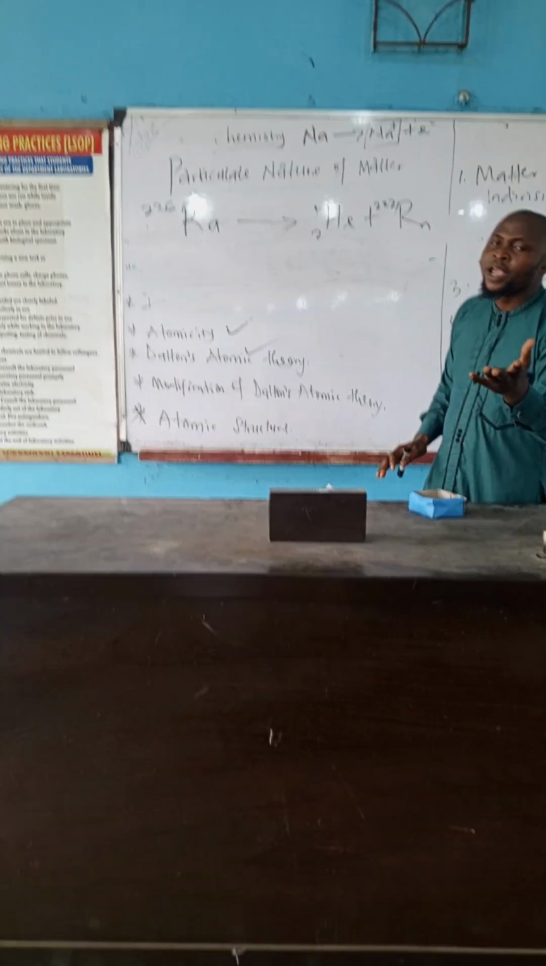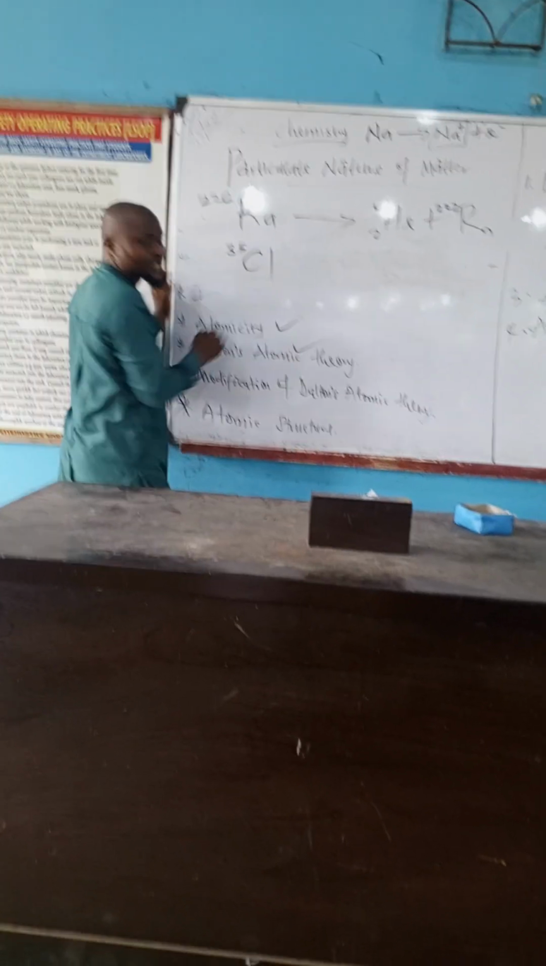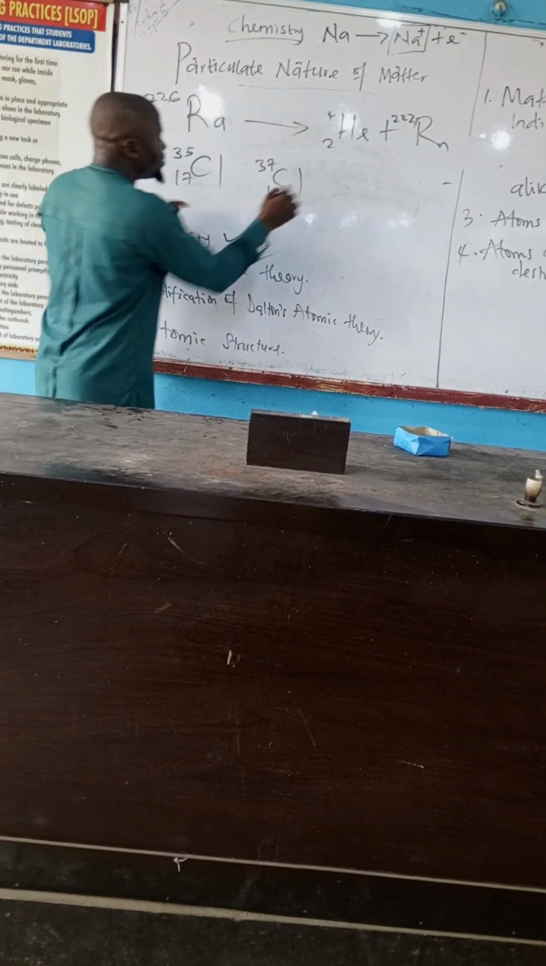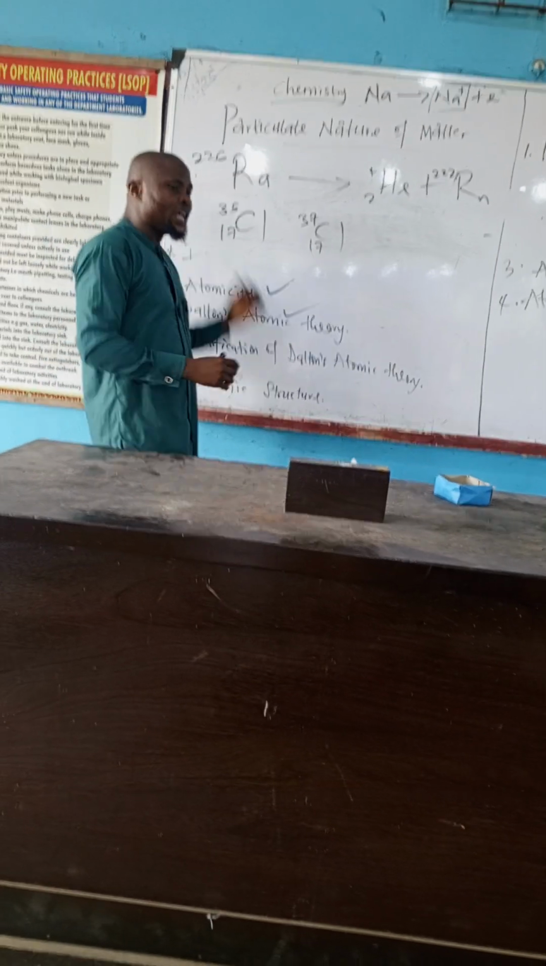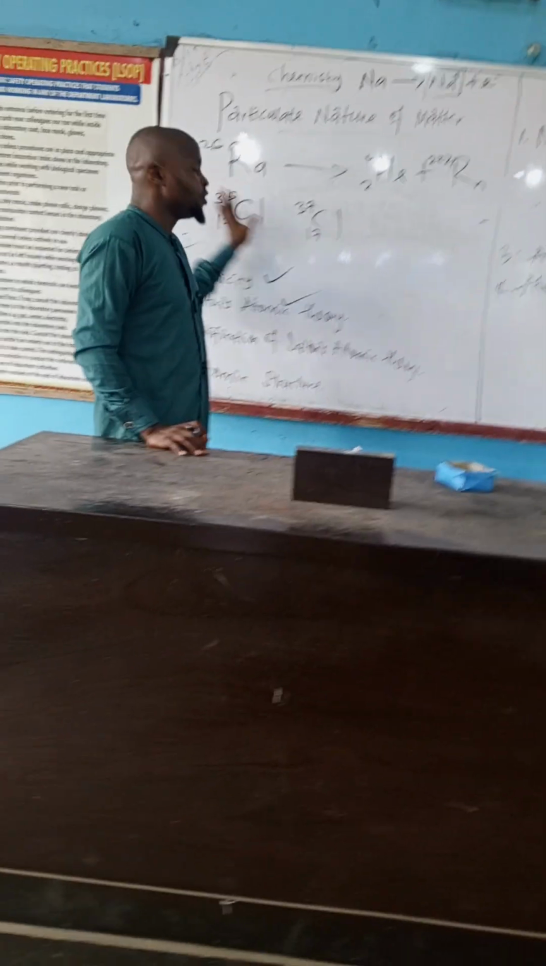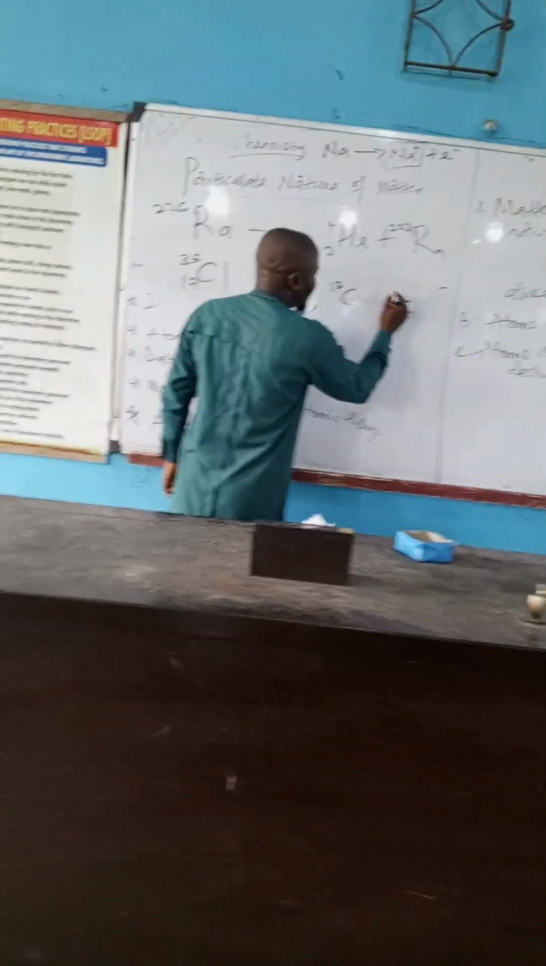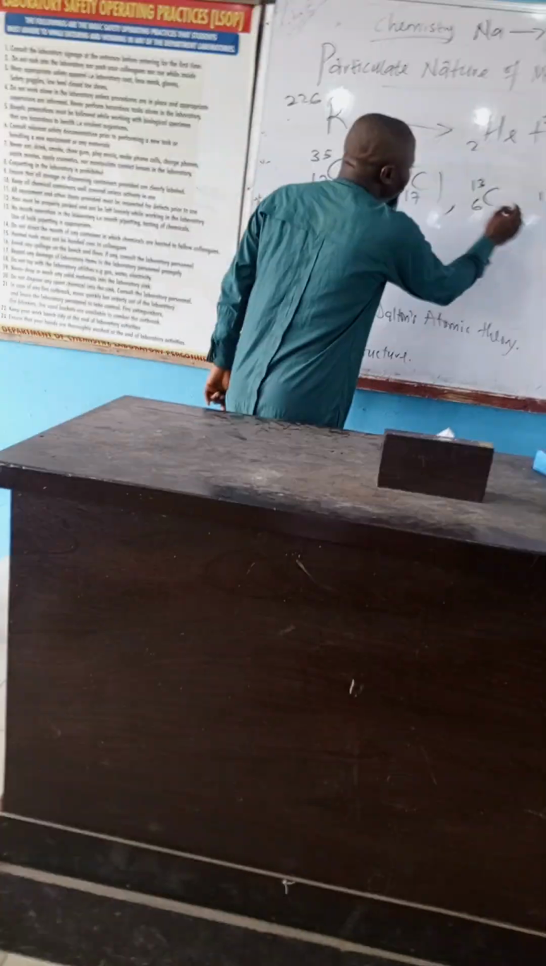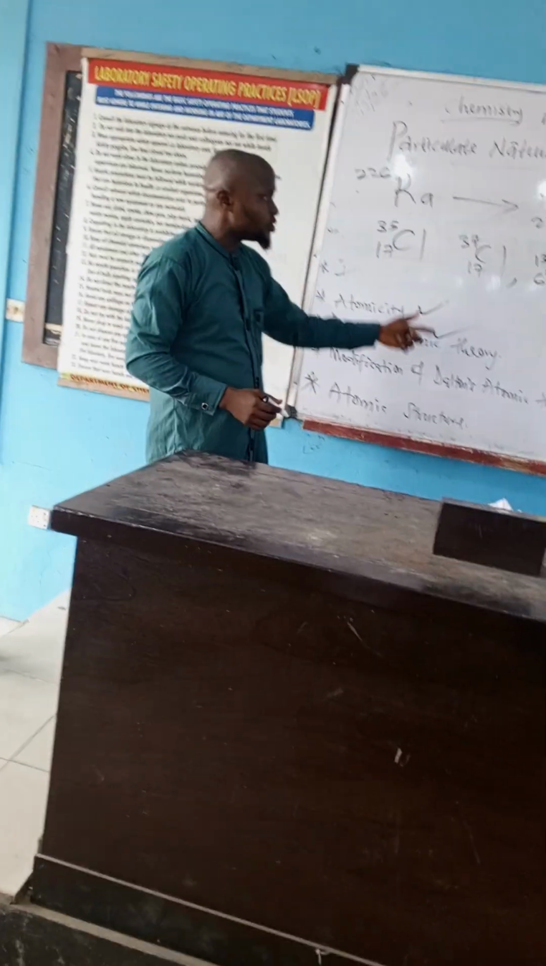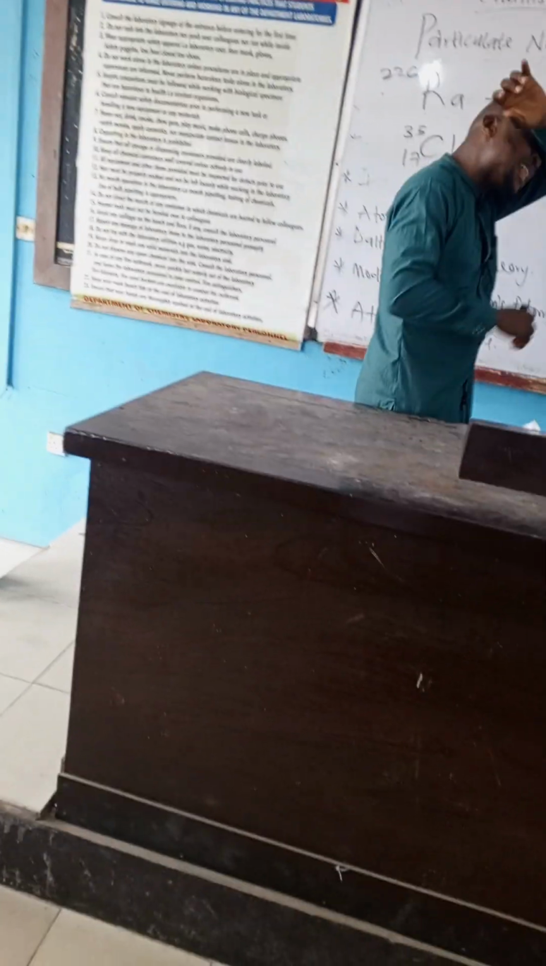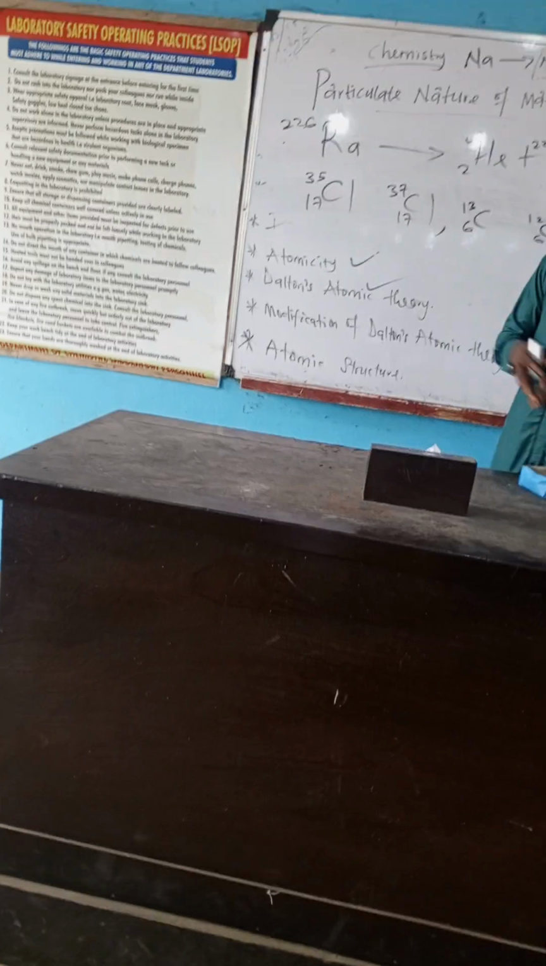You may want to give an example: chlorine. We have chlorine-35 and chlorine-37. Even though they have the same number of protons, they have different numbers of neutrons. Another example is carbon-13 and carbon-12. They have the same protons but different mass numbers. And that leads us to what is called isotopy.